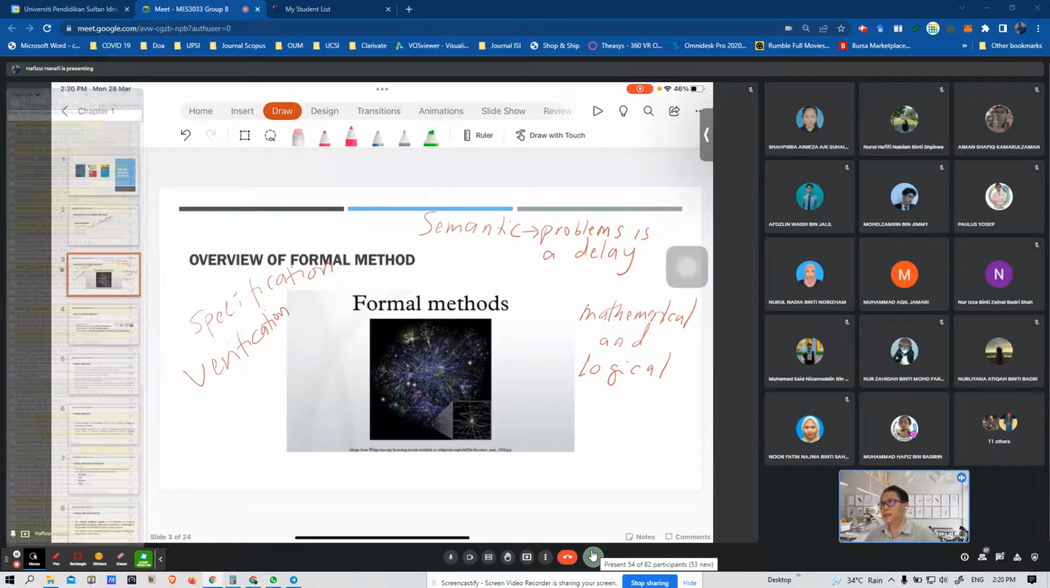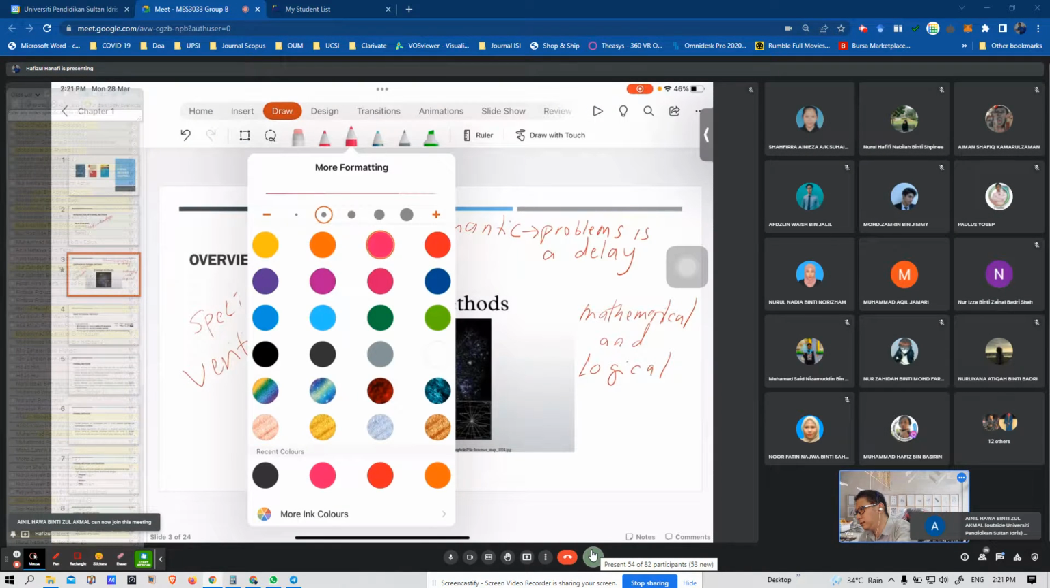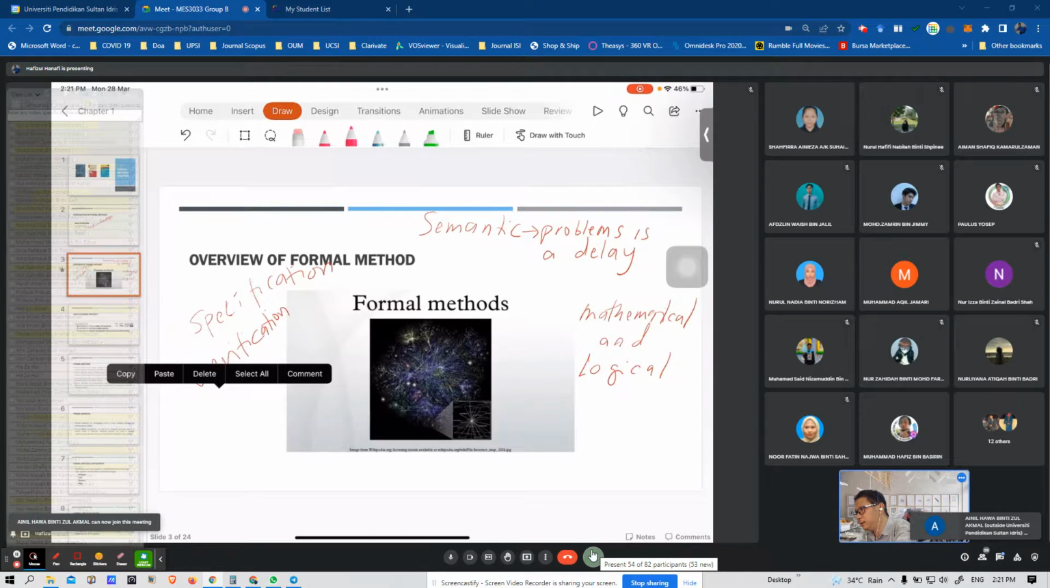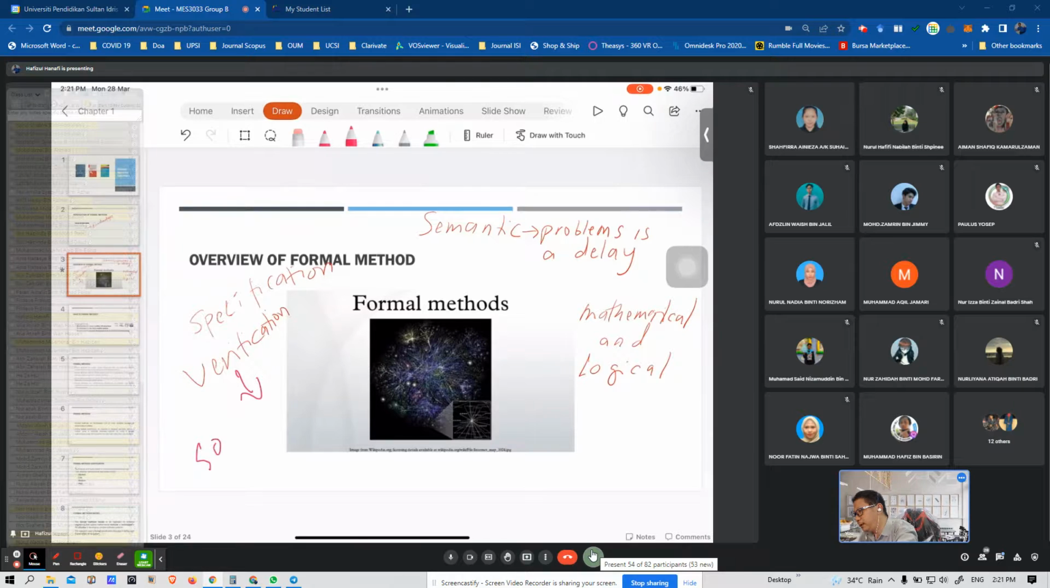Okay, this one is an overview of formal methods. We have specification verification. Okay, specification verification is where we are designing using a mathematical model to build a software and hardware system. Specification verification, this one is especially for software and hardware.